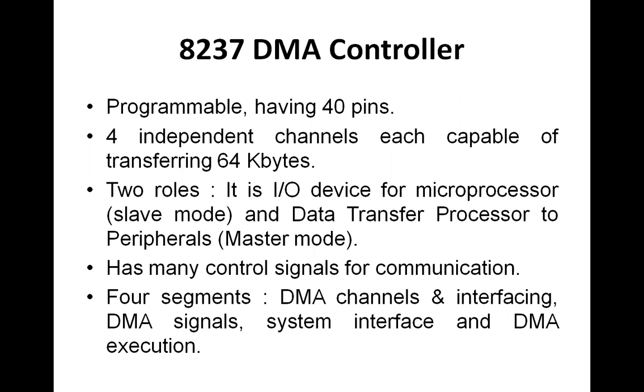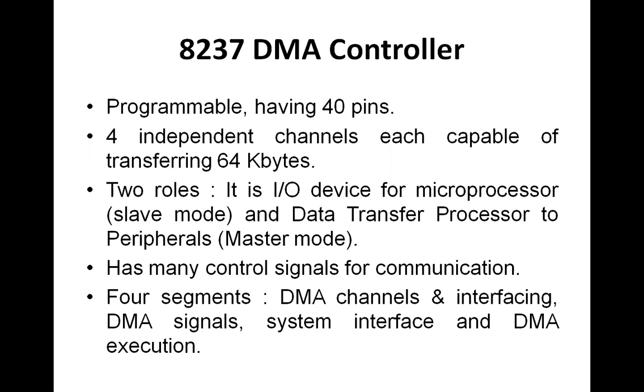This controller is also a 40-pin chip, and it has 4 independent channels, and each channel is capable of transferring 64 kilobytes of data at a time. Now the controller must have 2 kinds of interfaces: one with the microprocessor unit, and another with the peripheral unit, meaning this DMA controller works in between the microprocessor and the peripheral device.